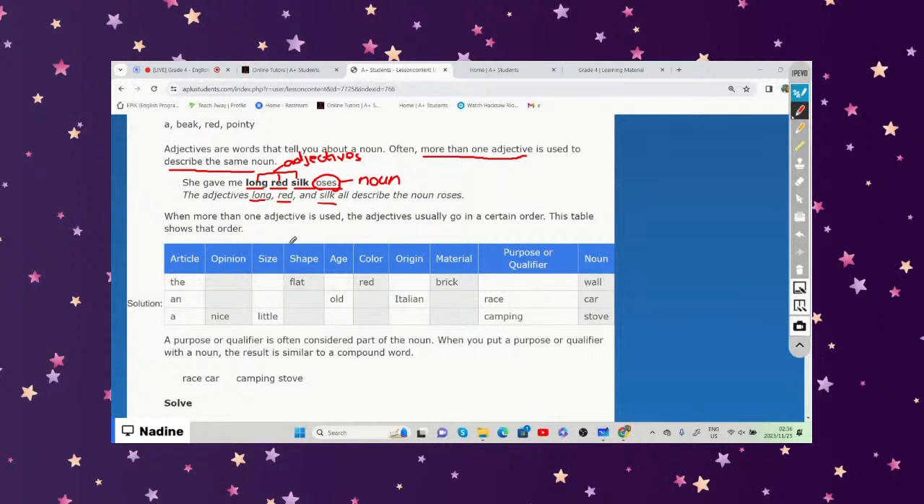And if we look at this table, this is the table that basically shows us the order. So when more than one adjective is used within a sentence to describe a noun, the adjectives usually go in a certain order. This table shows us the order in which we can describe a noun, if we have more than one adjective used to describe that very same noun.